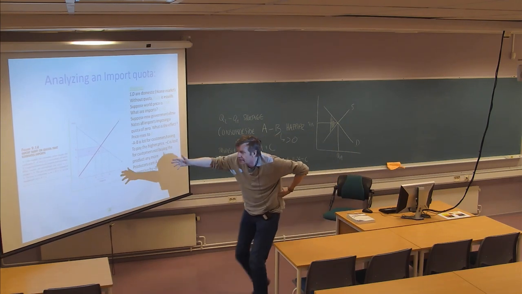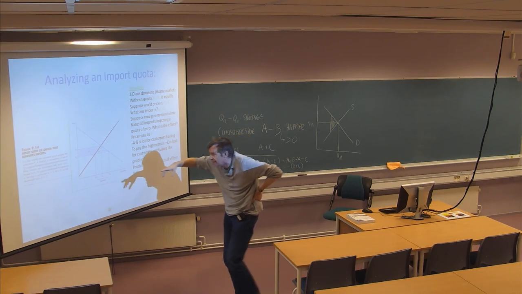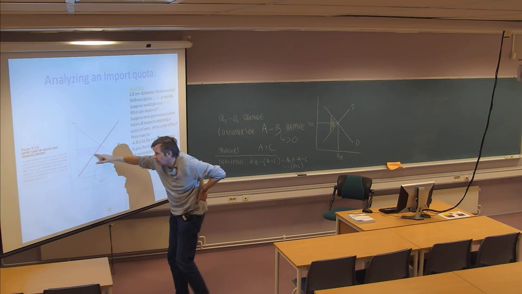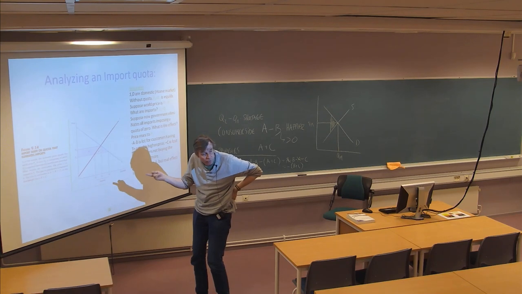In a free market, the domestic price equals the world price PW. So here is the PW price. This is the world market price. Of course, this is a given product, so the actual price in the country will have to be the world market price, unless you do something.